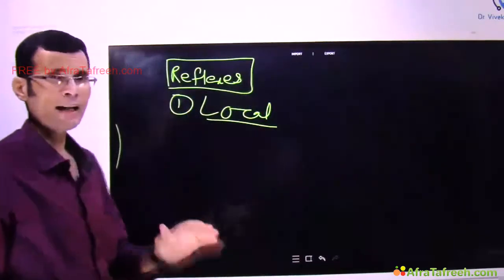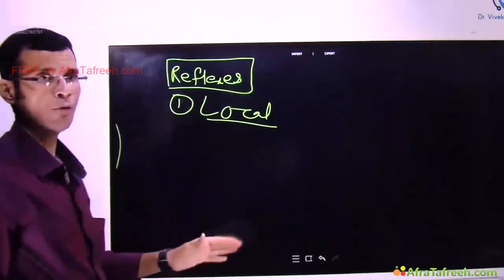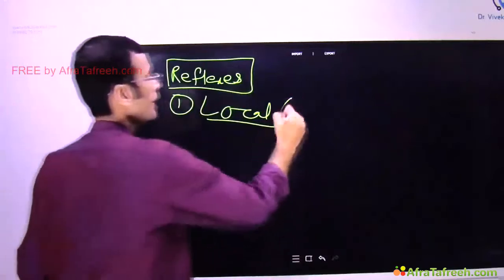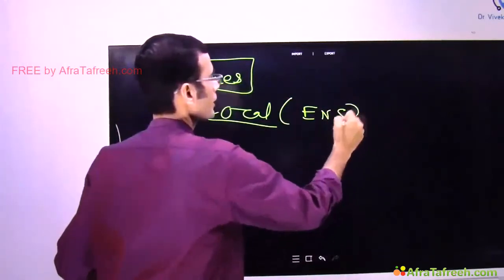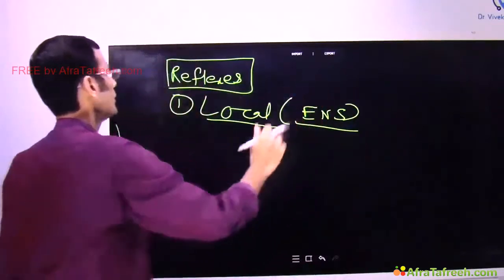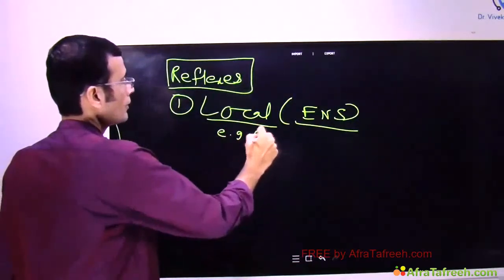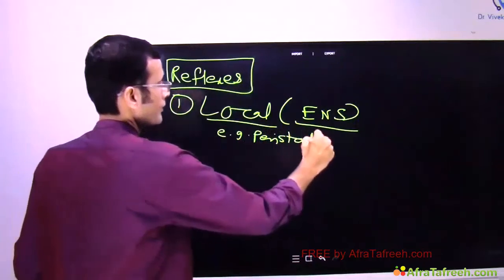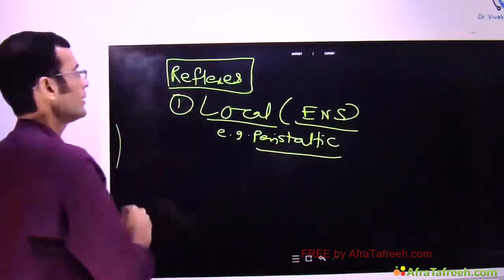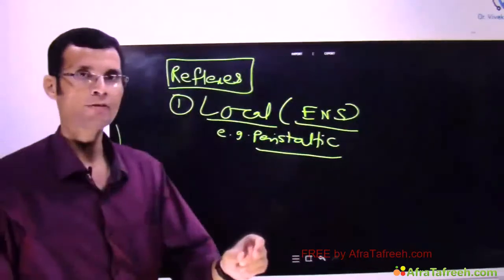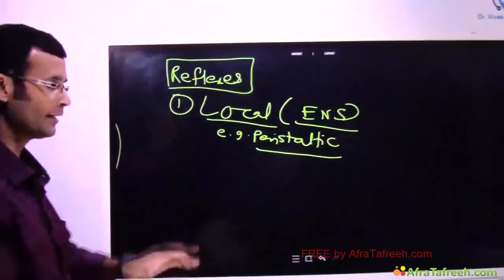They are entirely confined to the digestive wall. Entirely confined to the ENS. Confined to the ENS. That's a local reflex. Example, peristaltic reflex is a local reflex, entirely confined to the enteric nervous system and to the digestive wall.